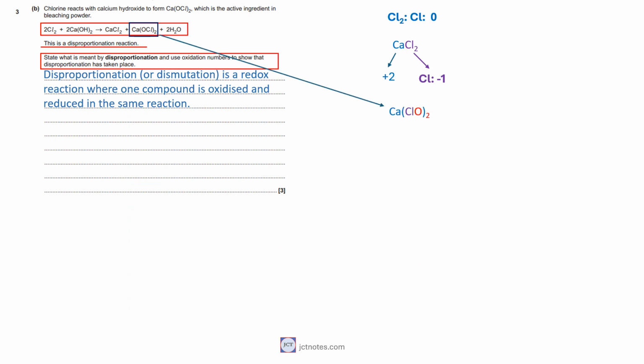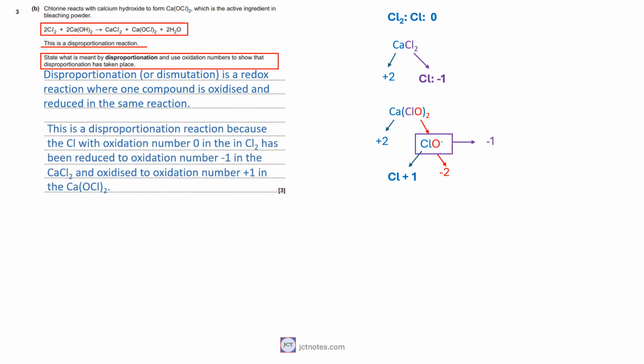In the calcium hypochlorite, the calcium has an oxidation state +2. This means that each of the two hypochlorite has a negative charge. As the oxygen has an oxidation number -2 and the ion has a -1, the chlorine has a +1 oxidation number. Therefore, this is a disproportionation reaction because the chlorine with oxidation number 0 in the molecular chlorine has been reduced to oxidation number -1 in the calcium chloride and oxidized to oxidation number +1 in the calcium hypochlorite.